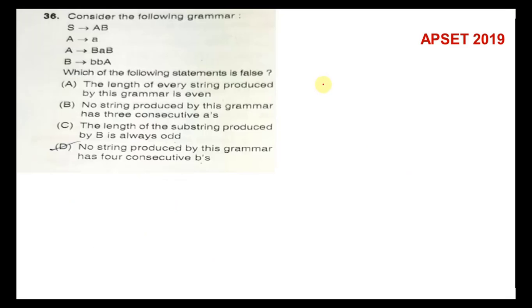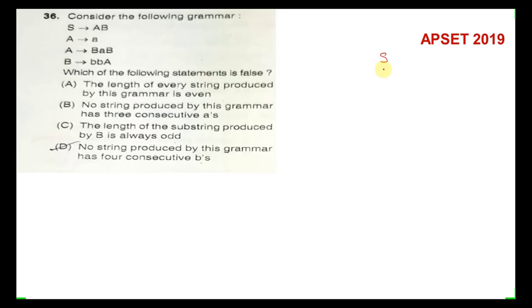See question number 36. Consider the following grammar: S tends AB, A tends BAB, B tends BBA. And we have to find out what strings can be generated, and in the string how many A's and how many B's occur. For this one you can either go with the derivation mechanism or with the parse tree mechanism. So here I am following the parse tree mechanism, that is I am drawing the parse tree.